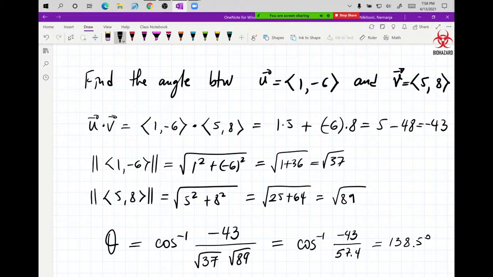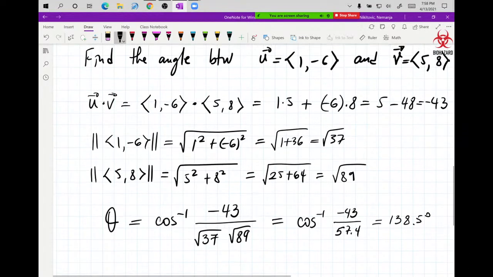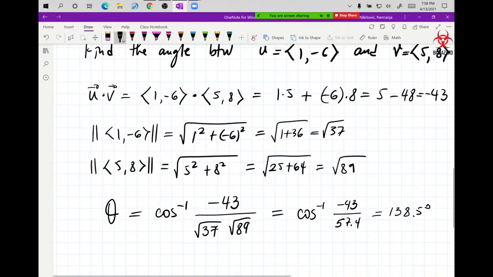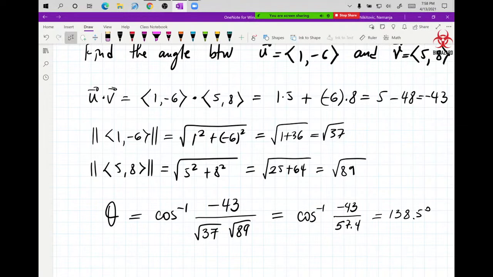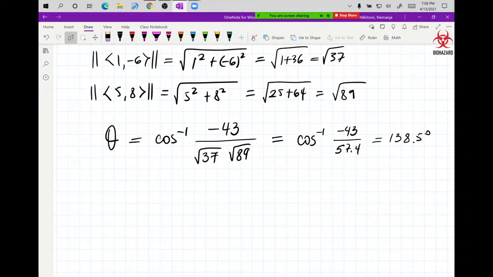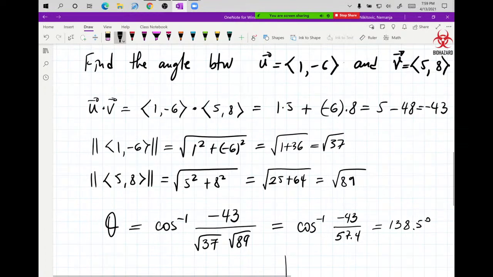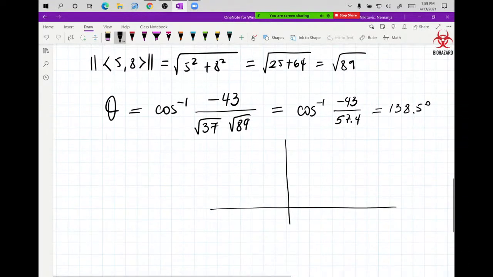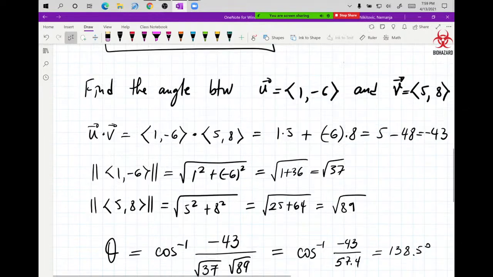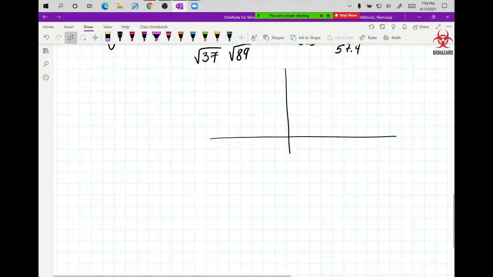Now 138, that's the obtuse angle, and you can see that that is correct if you sketch these vectors. You don't need to wait for someone to validate your answer, because you can just see that it works if you graph these vectors in the xy coordinate plane. You have (1, -6), which is 1 in x and negative 6 in y.